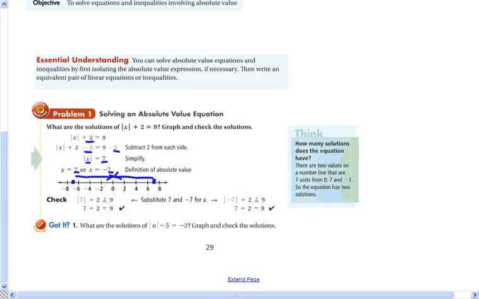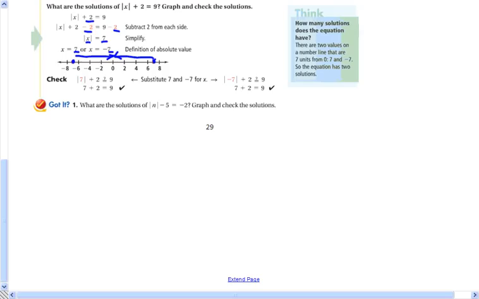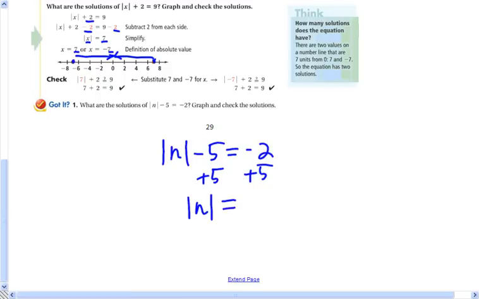All right, so let's try one here. Go ahead and pause, see if you can get this one yourself. I would suggest starting by adding 5 to both sides. If we add 5 to both sides, then we get just the absolute value all by itself. And that's what we need to solve this, to figure it out. Negative 2 plus 5 is 3.